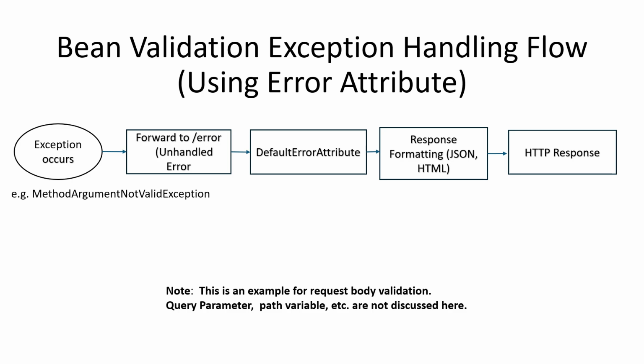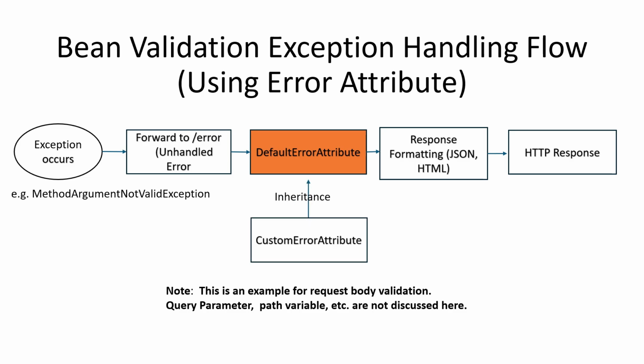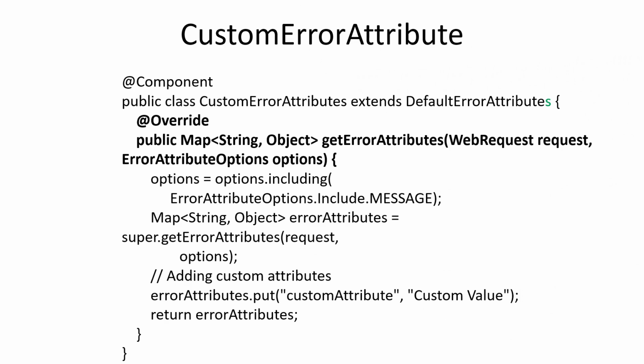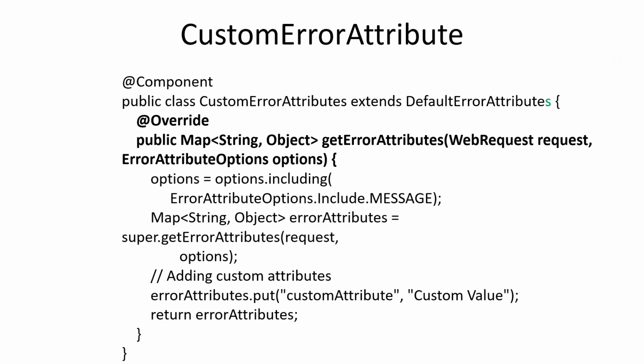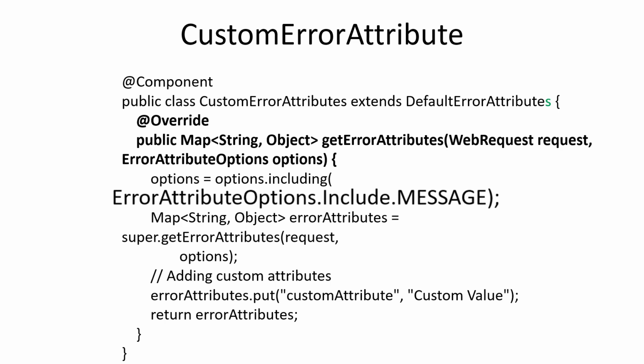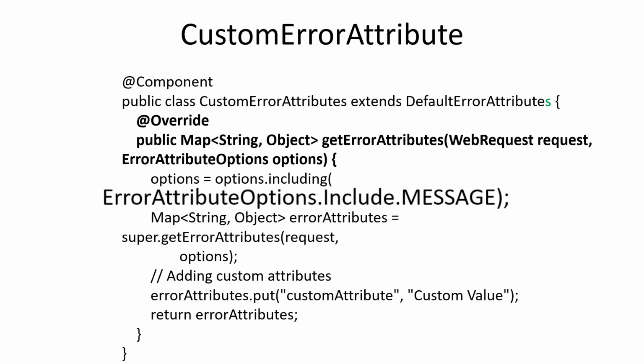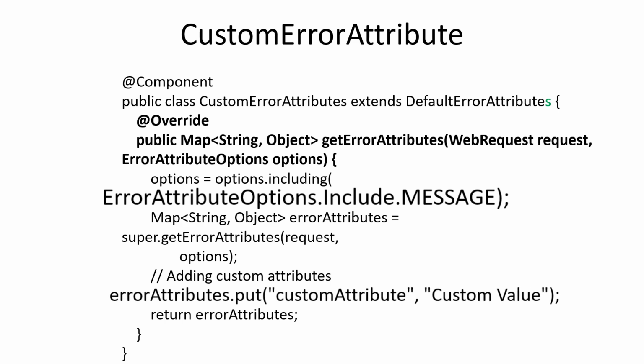In the default bean validation flow, a MethodArgumentNotValidException is thrown when the request body validation fails, leading to the default error response being displayed. However, we can customize the error attributes by overriding a method in DefaultErrorAttributes. We can override getErrorAttributes. To include error messages, we can use the include message attribute in ErrorAttributeOptions. Additionally, any custom messages can be added to the error attributes map data structure. We will show an example.